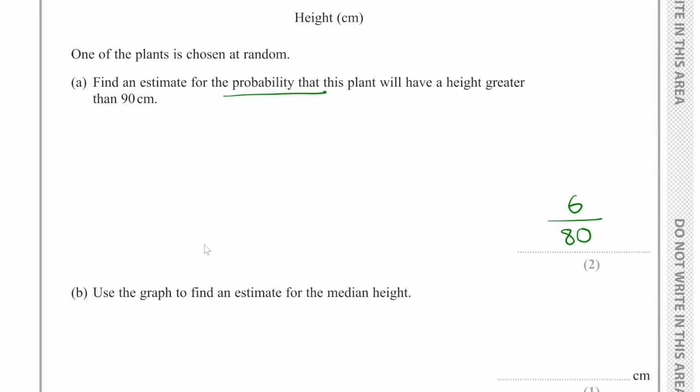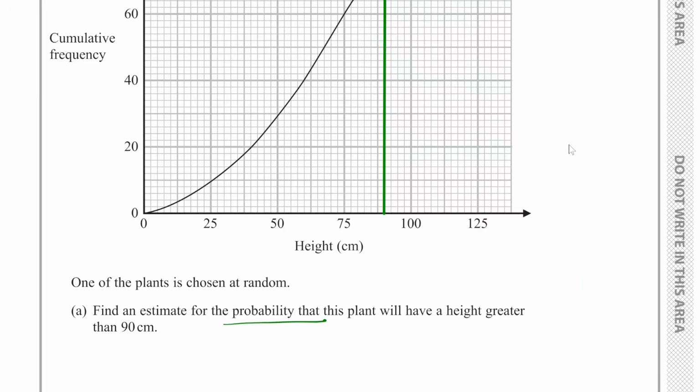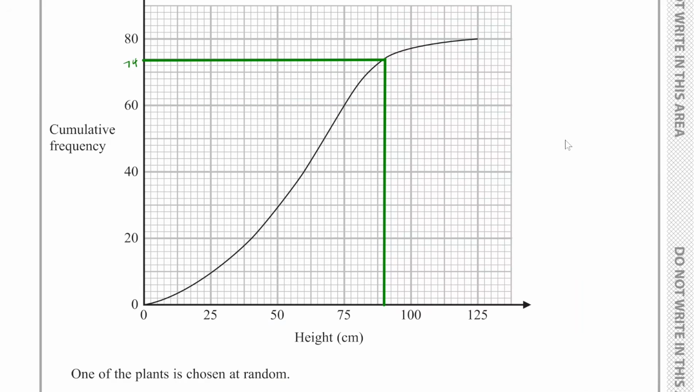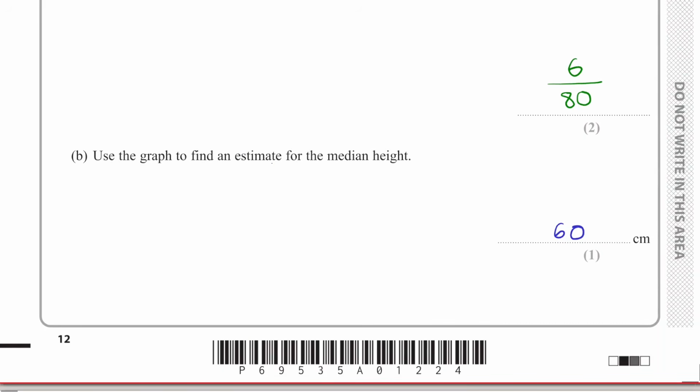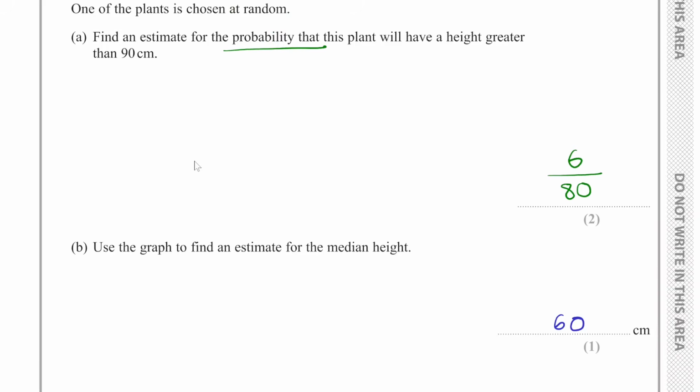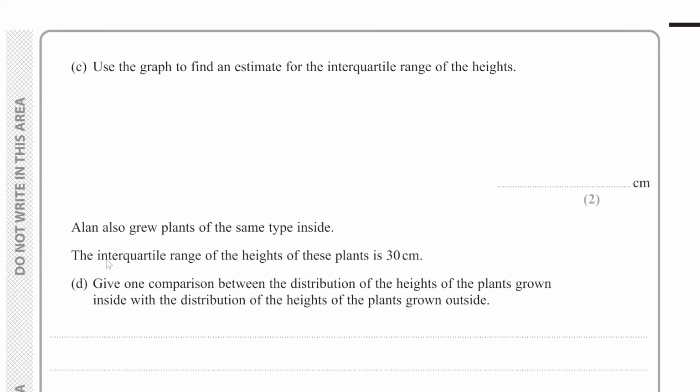Part B, use the graph to find an estimate for the median height. So there are 80 plants. The median's the middle number, the middle plant. So that's going to be 40. So from 40 along to our line and down, and we'll read off the graph. So each little box is 2.5 centimeters. So that is 60. The median is 60 centimeters. Half of the plants have a height less than 60 centimeters.